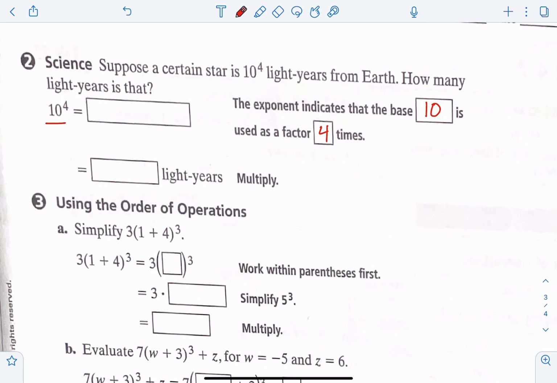That means we can rewrite that as 10 times 10 times 10 times 10. Okay, then we're going to do the math. 10 times 10 times 10 times 10 is going to get us 10,000 light years. So 10 to the 4th is 10,000 light years.